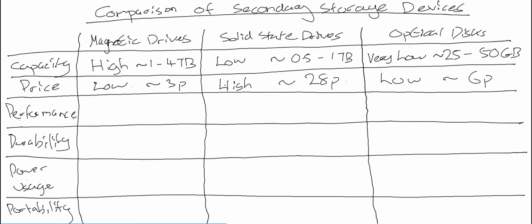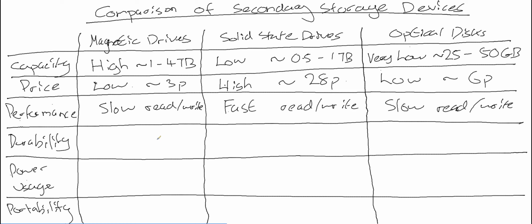Okay, so let's move on to take a look at performance then. Performance of magnetic drives: you're going to get relatively slow read-write speeds on a magnetic drive compared to an SSD, for example. For an SSD, you're going to have relatively fast read-write speeds, so much faster than a magnetic drive. And for optical discs, you're going to have relatively slow read-write speeds, again, as with magnetic drives.